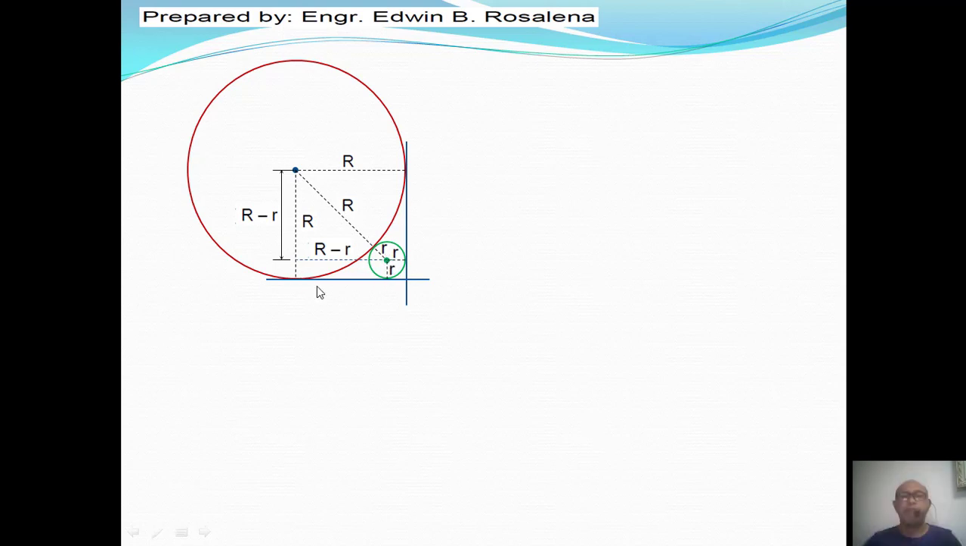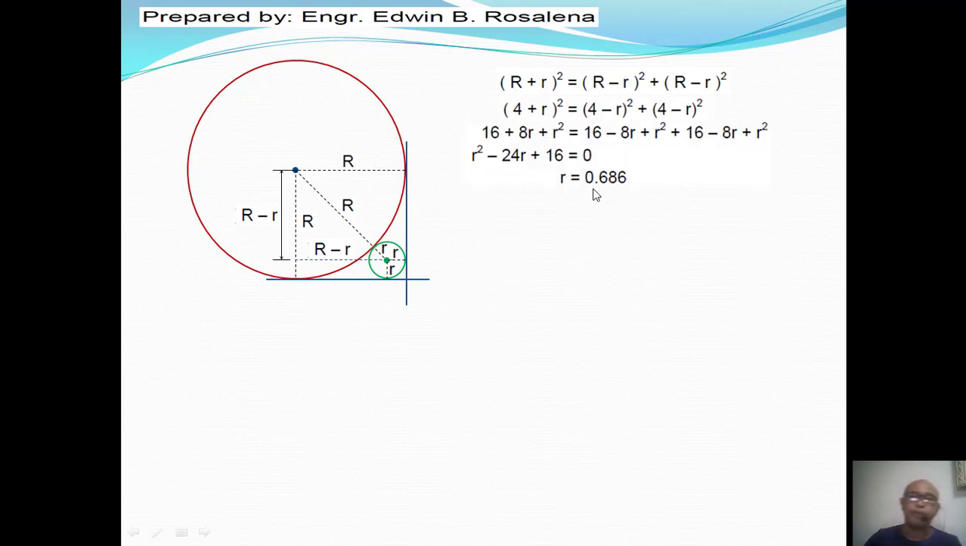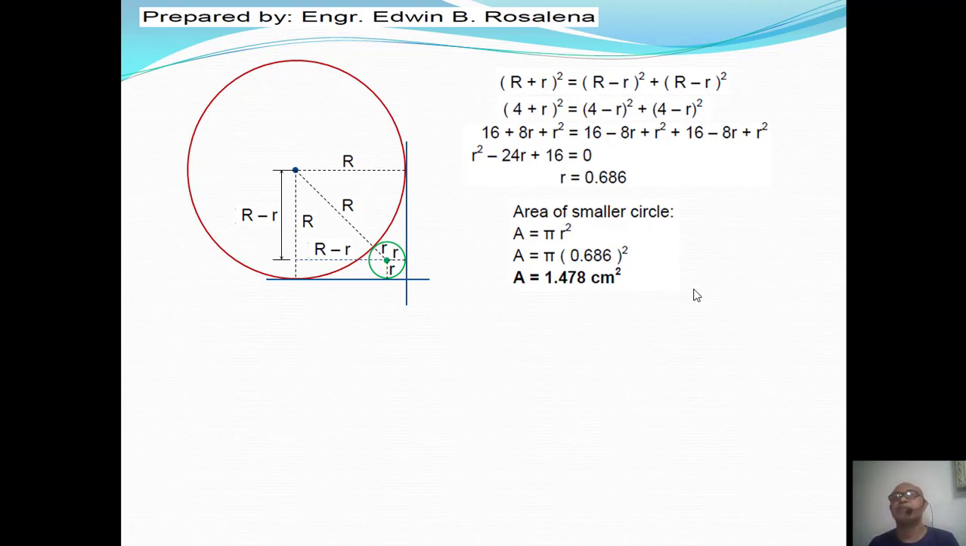So have you noticed? We have formed here a right triangle with the two legs measuring R minus r and the hypotenuse R plus r. So we can use the Pythagorean Theorem. Then substitute the value of the big R, which is 4. And from this equation, we can solve for the radius of the small circle, equal to 0.686. So for the question, the area, that is pi r squared, so 1.478.